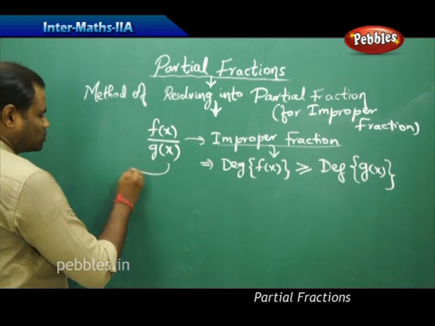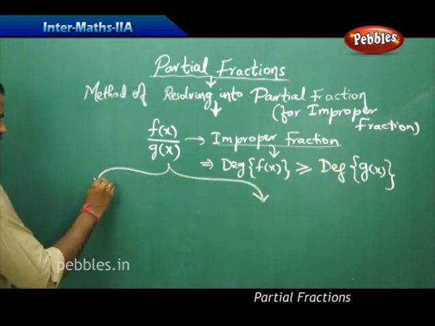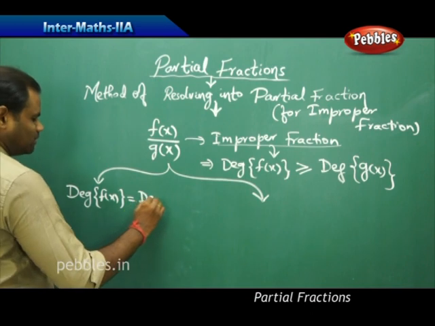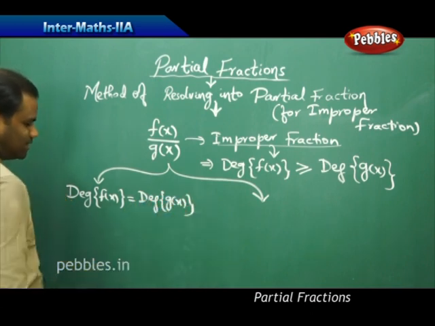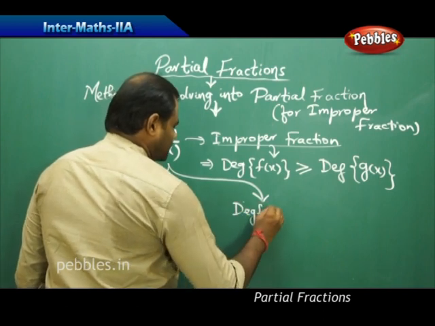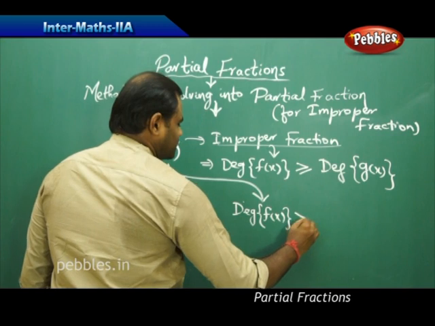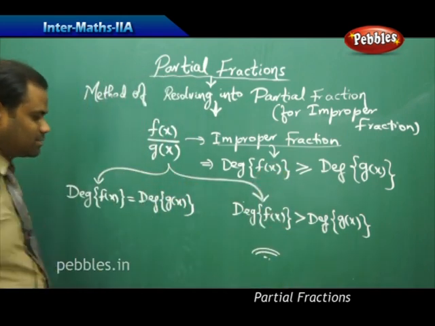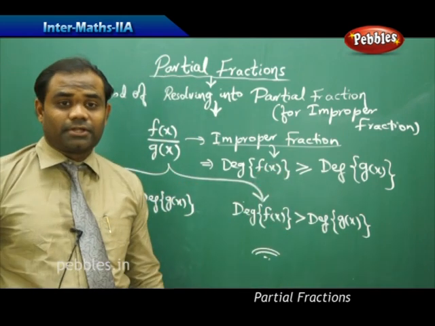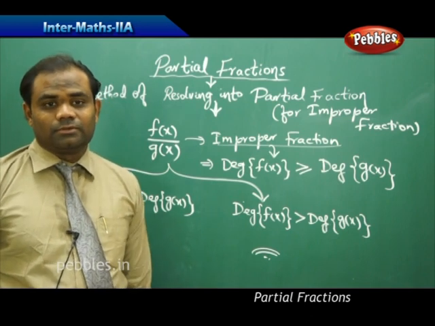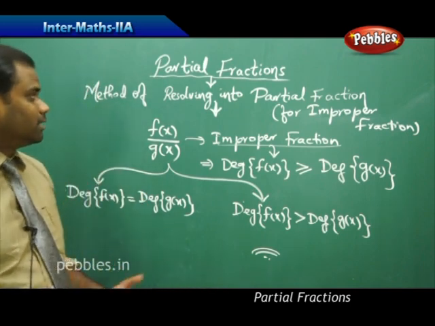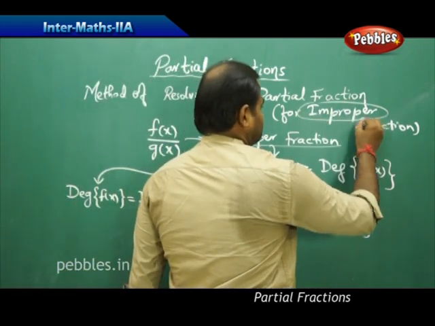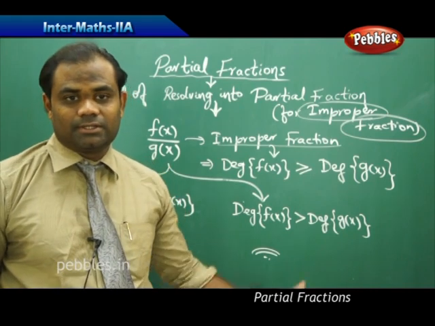So for an improper fraction, there are two possibilities or two cases, where case 1 is my degree of f of x might be equal to degree of g of x, and in this case my degree of f of x is greater than degree of g of x. So in either of the cases the method is the same, where we use the division algorithm. So let's see how we apply the division algorithm in resolving into partial fractions for a given improper fraction. This is how we're going to discuss in the session continued.